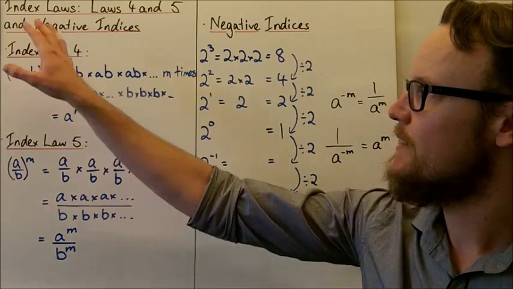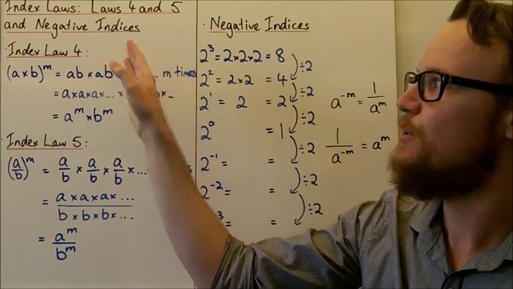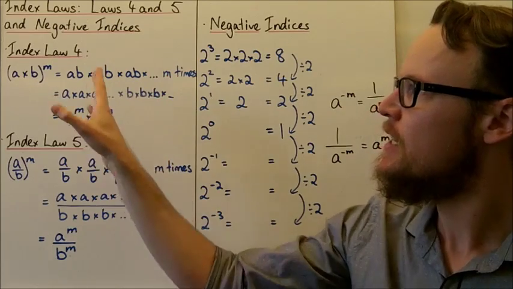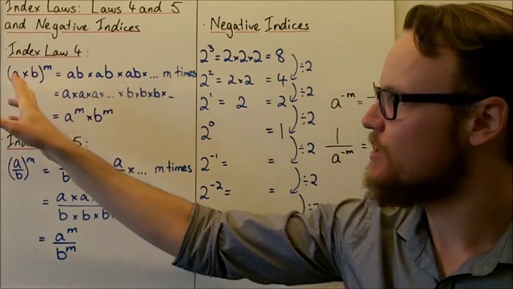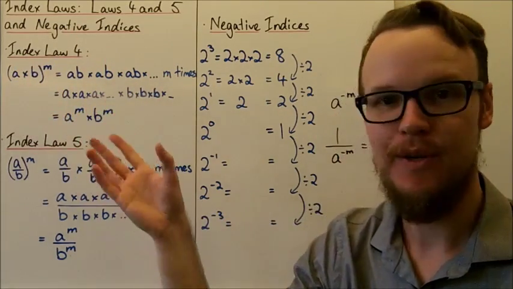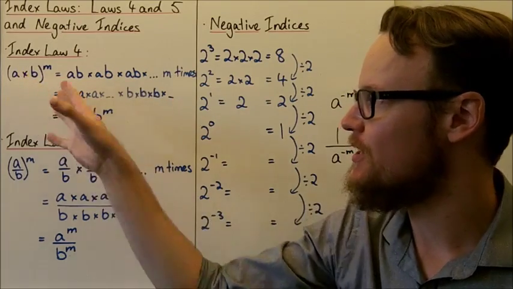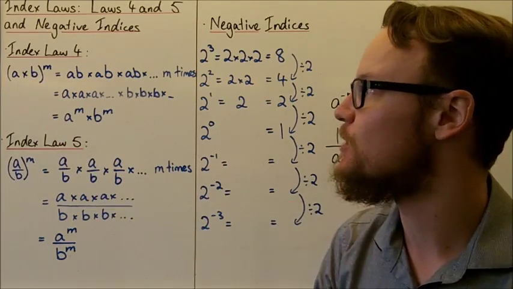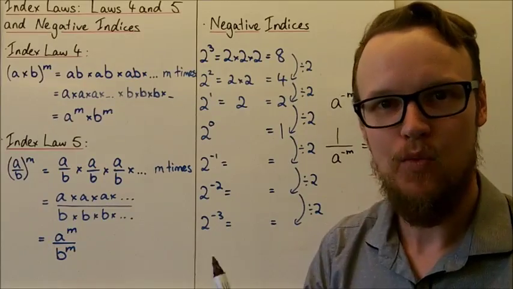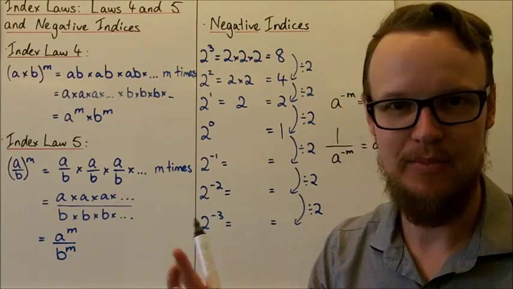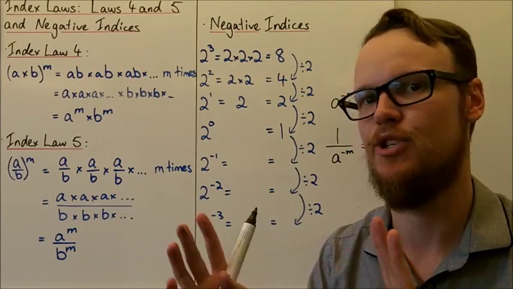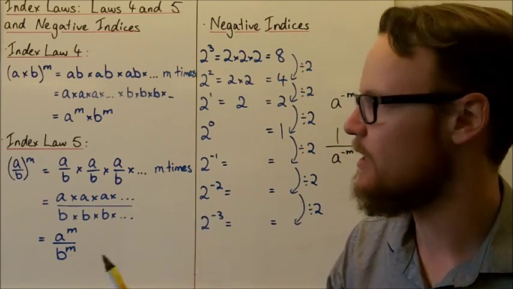Today we're going to look at index laws 4 and 5 and negative indices. Index law 4 looks at what happens if we've multiplied two values inside a set of brackets and then raised them to the exponent m. What does that actually look like? Because we can have a bit of a shortcut. This is the law, the shortcut that we can use, and this is where it comes from.